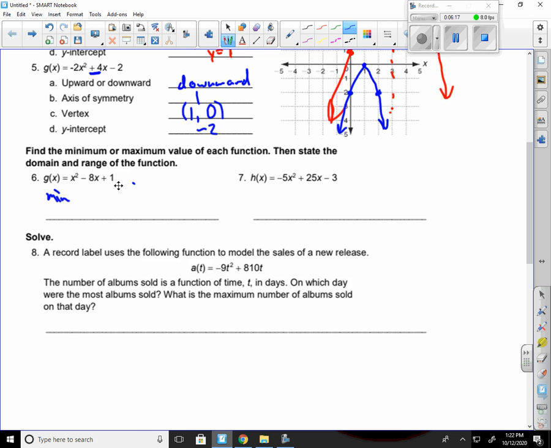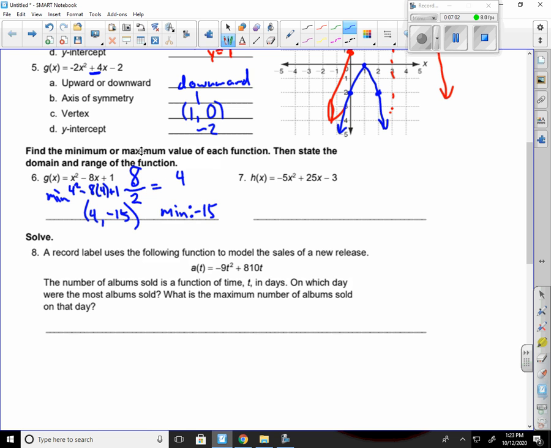So I first find my axis of symmetry. Negative b over 2a. That's negative of a -8, so it's positive 8 over 2 times 1. That gives me 4 for my x-coordinate of my vertex. Plug that in to find my y-coordinate of the vertex. 4 squared is 16. And that's minus 8 times 4 plus 1. So 16 minus 32, that's -16, plus 1 is -15. So when it asks for my min, it's just the y-coordinate of that, -15.